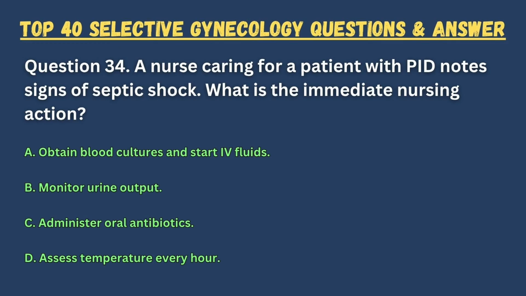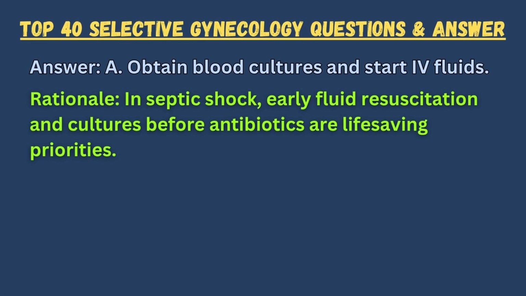Question 34. A nurse caring for a patient with PID notes signs of septic shock. What is the immediate nursing action? A. Obtain blood cultures and start IV fluids. B. Monitor urine output. C. Administer oral antibiotics. D. Assess temperature every hour. Answer: A. Obtain blood cultures and start IV fluids. Rationale: In septic shock, early fluid resuscitation and cultures before antibiotics are life-saving priorities.